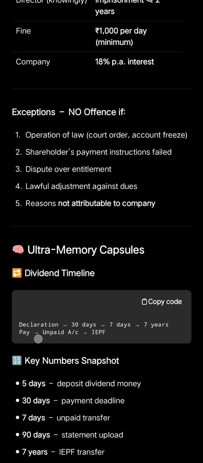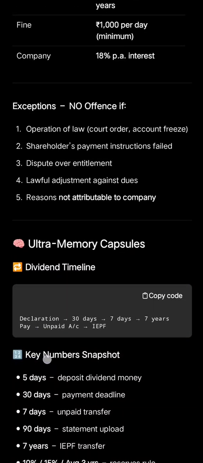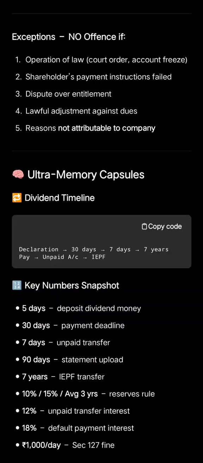There are some exceptions: operation of law, shareholders' payment instructions failed, dispute over entitlement. There are some key numbers. 5 days for transfer of dividend money to a scheduled bank. 30 days is the payment deadline for a declared dividend. If not paid, within 7 days it should be transferred to the unpaid dividend account. There the interest rate is 12%. 7 days to transfer to the unpaid dividend account. 90 days for statement upload on the company's website.